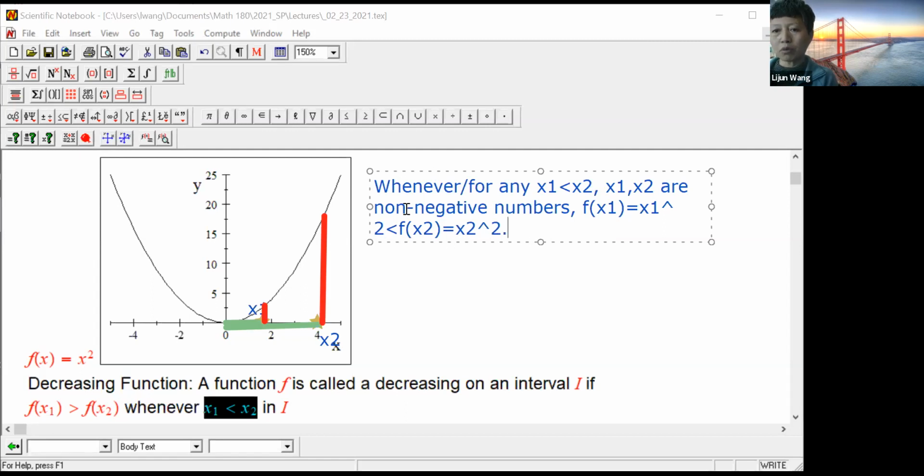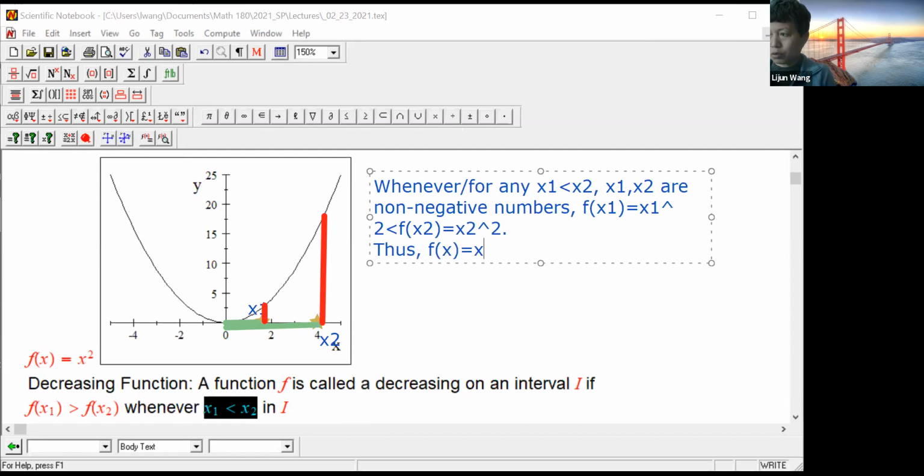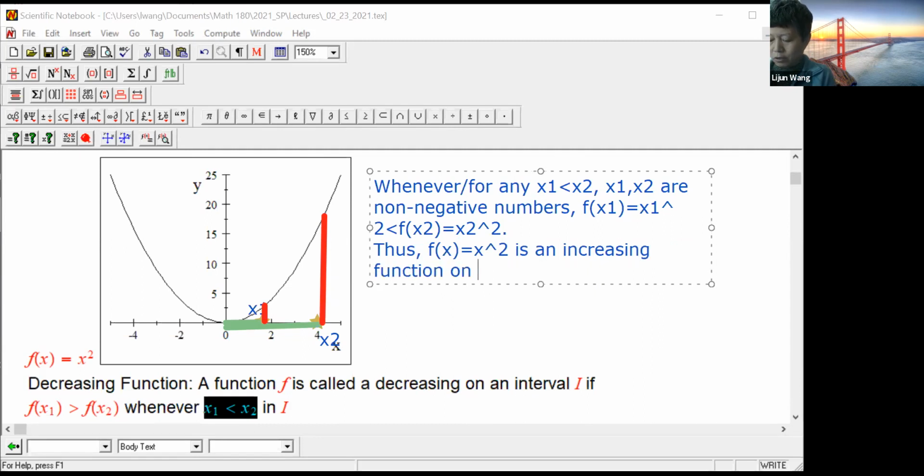So whenever, I'm quoting the definition, I give the reason why, and then I go ahead and say, thus, f of x equals x squared is an increasing function on the interval from 0 to infinity. That's the complete statement with reason illustrated by definition.